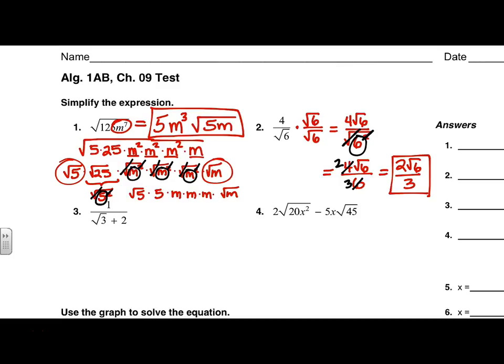So the key on number 1 was break it down, look for pairs. The key on number 2 was you had to multiply top and bottom by the radical. It's called rationalizing.